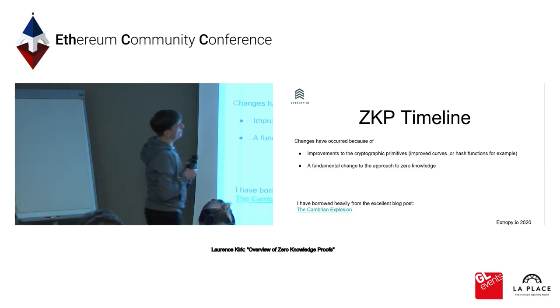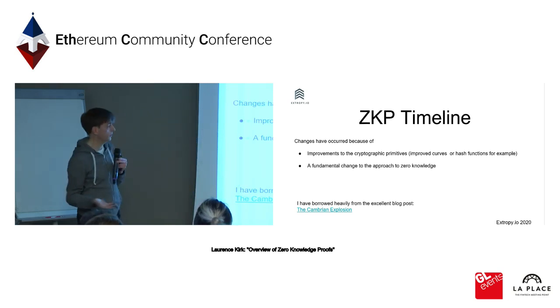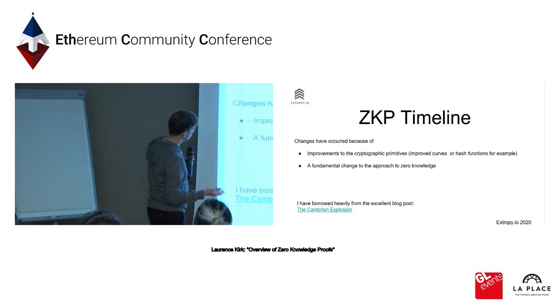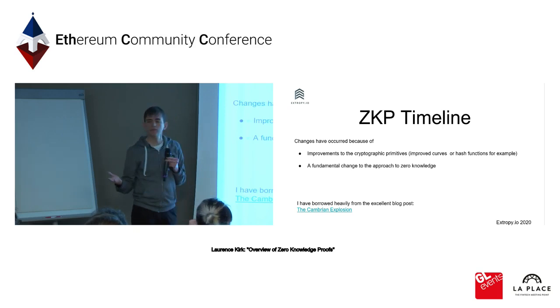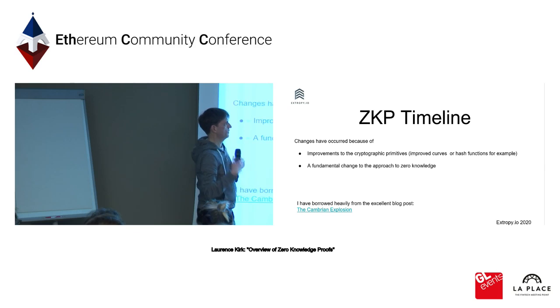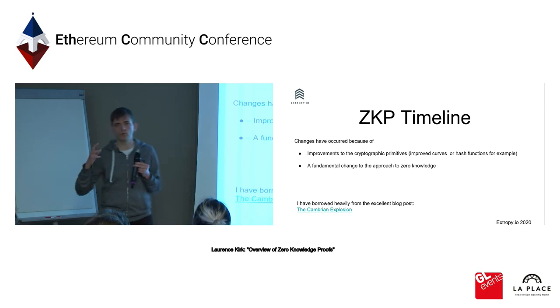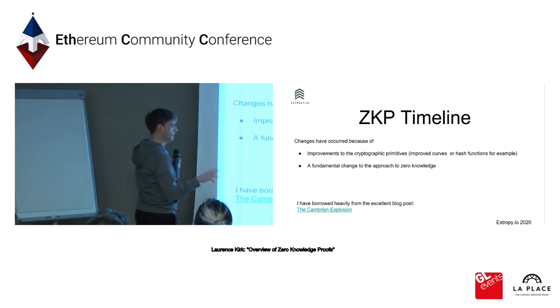Okay, so zero-knowledge proofs have become very popular, particularly since blockchains became popular, but they have been around for a long, long time. Their history has been shaped by a couple of changes. There have been improvements to the cryptographic primitives, and people have done research on better curves and better hash functions, etc. And this has really pushed the research forward. Although there have also been people making fundamental changes to the way that we think about zero knowledge, and those approaches have made quite big changes and brought us to where we are.